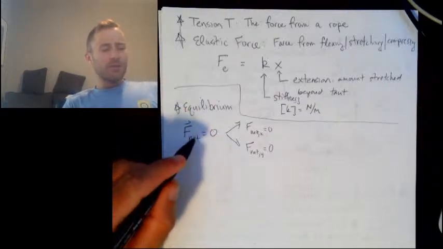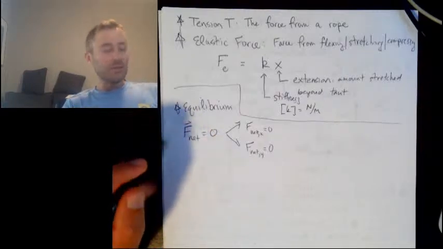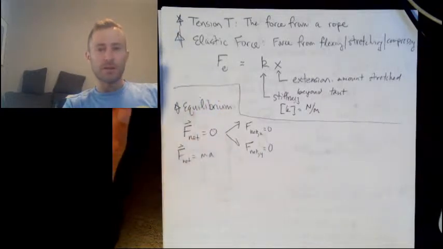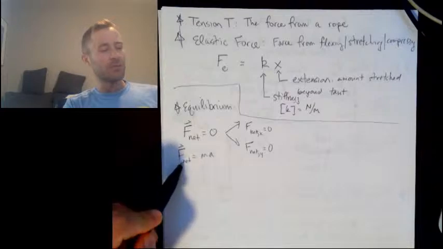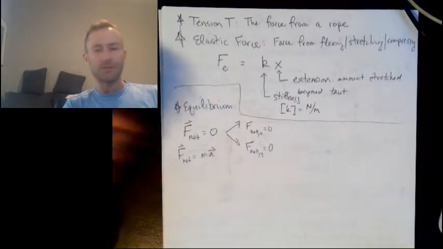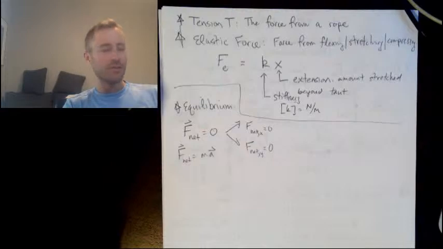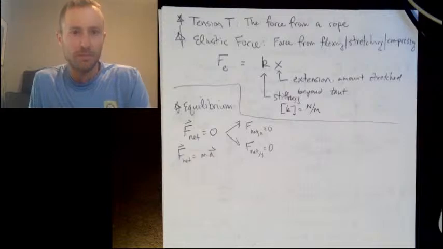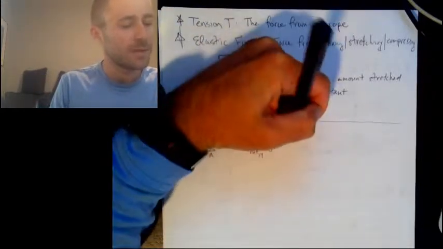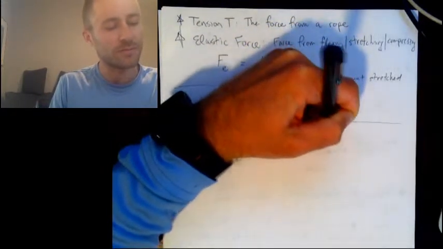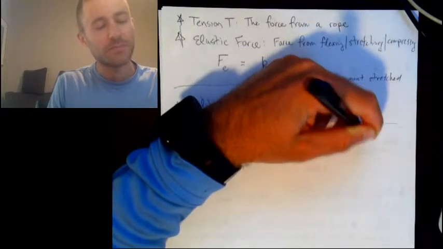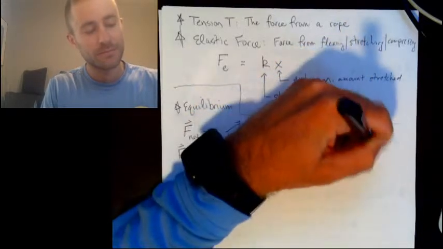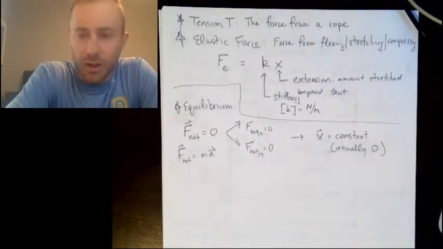If the net force is 0, that means the acceleration is 0. According to Newton's second law, net force equals ma. If the net force is 0, then the acceleration has to be 0, which means that the velocity is constant. So an object is in equilibrium if its velocity is constant. Usually, that constant velocity is 0 when we're talking about an equilibrium problem.